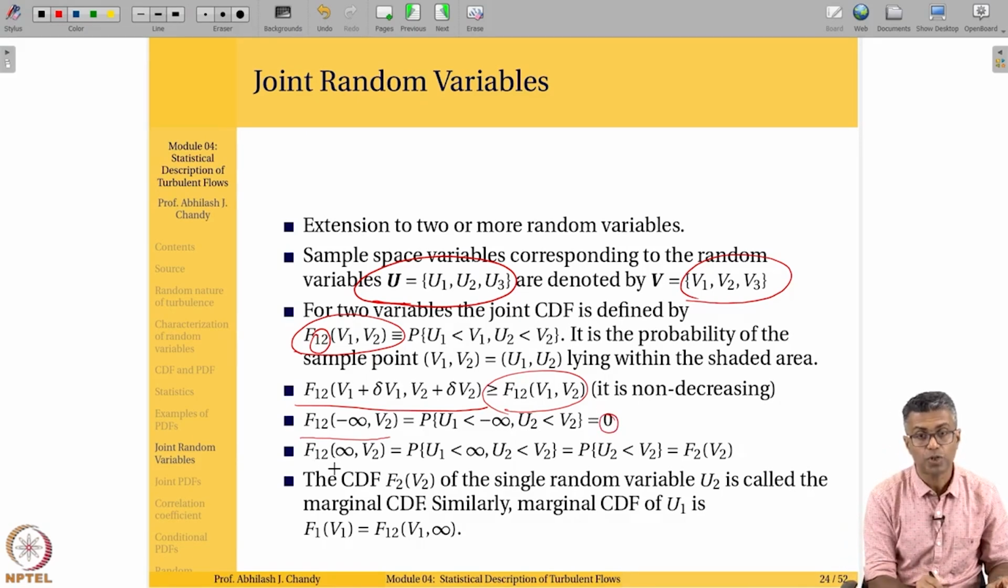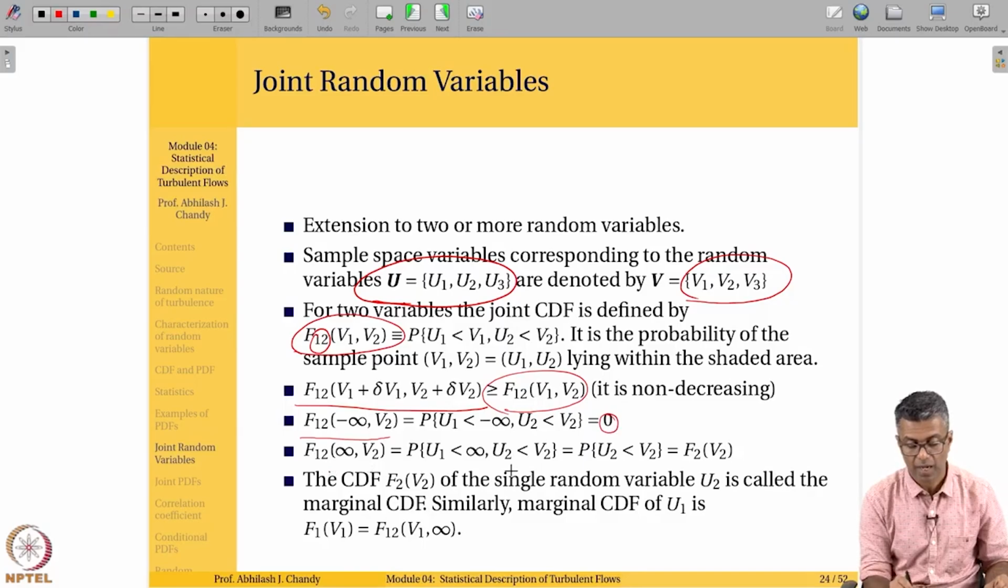Then I have F12 of infinity comma V2, meaning the probability of U1 being less than infinity and U2 being less than V2. Here this is going to be the probability of U2 less than V2.